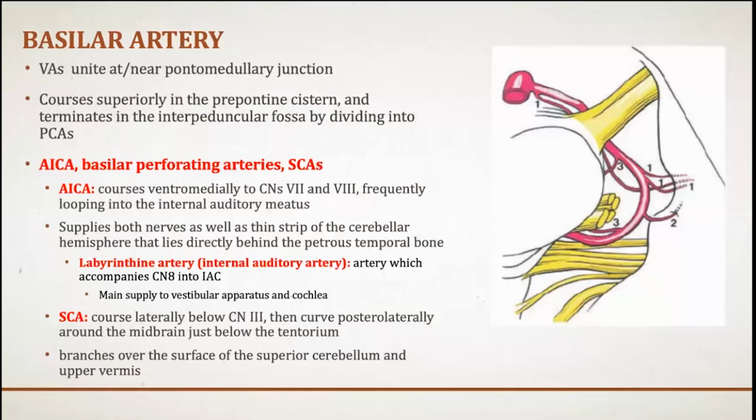The SCA is the next major branch of the basilar artery right before the PCA, and this courses laterally right below the third nerve. We talked about the PCA running above the third nerve. The SCA runs right below the third nerve, and it goes posterior-laterally around the midbrain just below the tentorium.